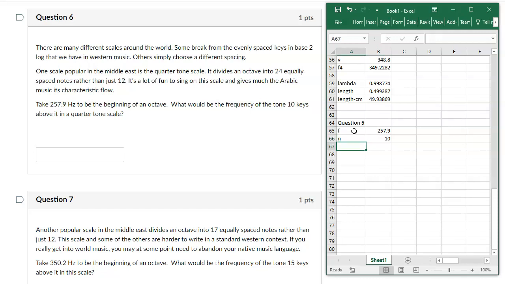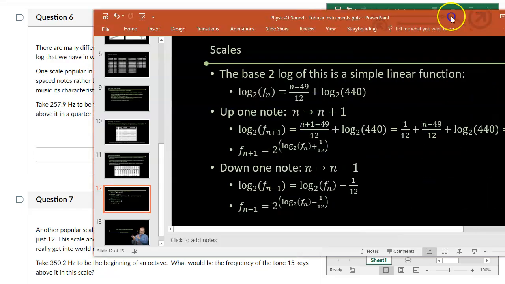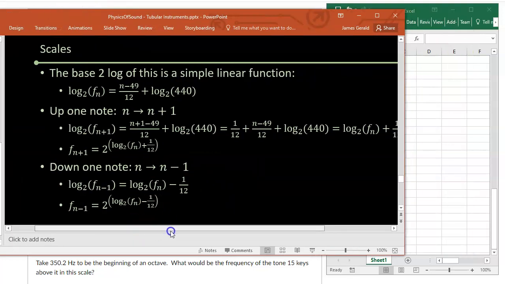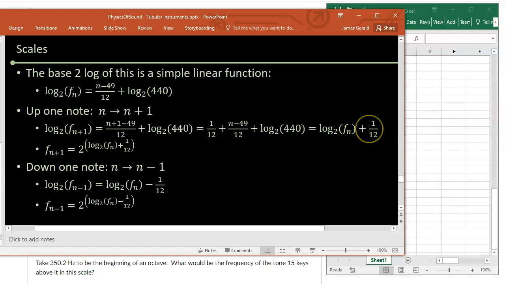Well, what's the change we need to make in our, let me bring over our notes, right? What's the change we need to make here to do this? So we have 1/12 here when we go up or down one. Let me pull this out a little bit more, slide over some. We add a 12th to go up. But this is not divided into 12 equal pieces. It's divided into 24 equal pieces, right? So what changes here? This 1/12 becomes 1/24.